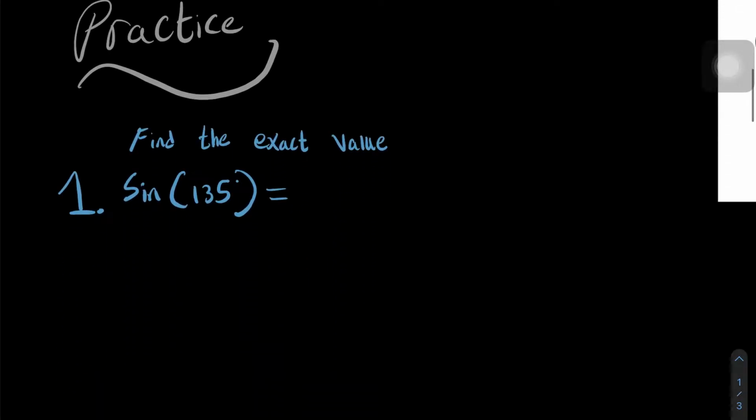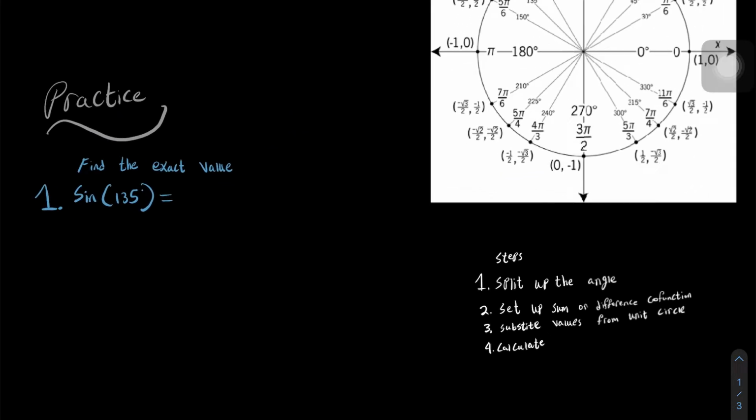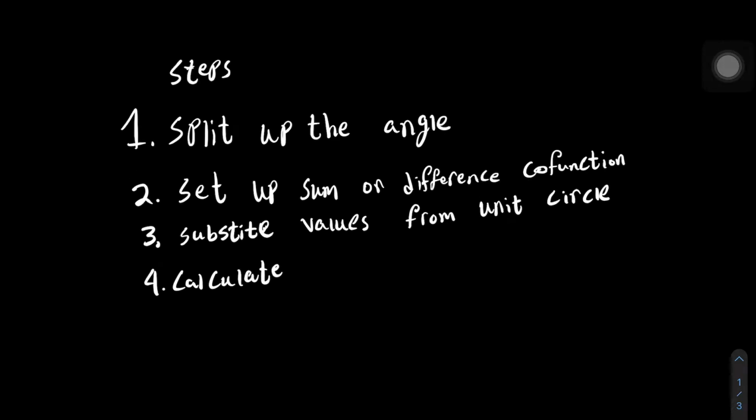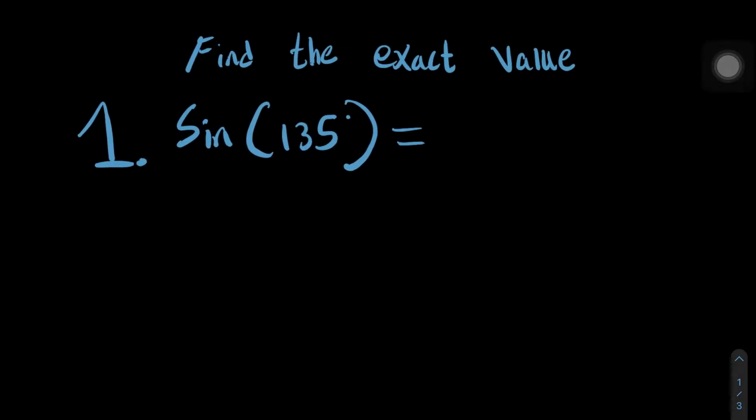So the first practice problem is asking us to find the exact value of sine of 135 degrees. How I like to do this is to follow these steps. I would personally write these down if I were you, just in case for future reference or for your homework. Well, the first step is to split up the angle. So let's split up 135 and see what we get.